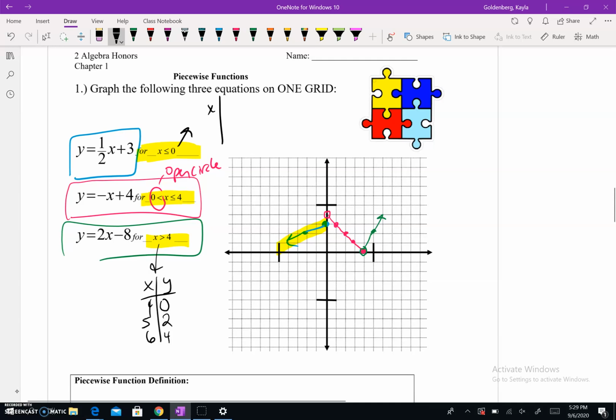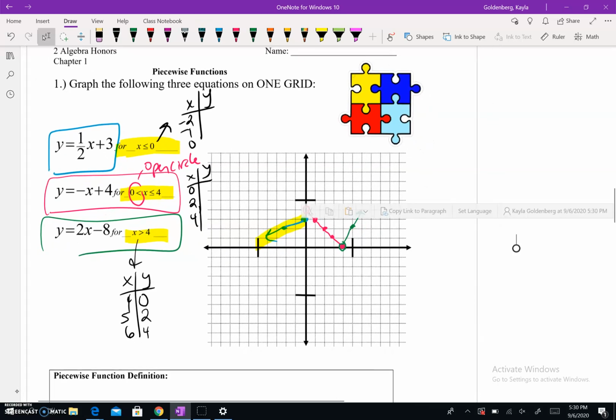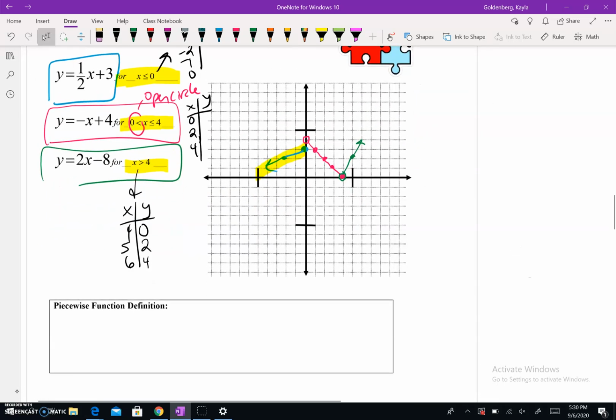For this one, I would do an input-output table, and I might do -2, -1, 0. For the one in the middle, I might do 0, 2, and 4, right? I have to include 0 and 4, and I want to pick maybe one thing in the middle. So that's one way you also could do that. So really all a piecewise function is, it's a function made up of parts of other functions.